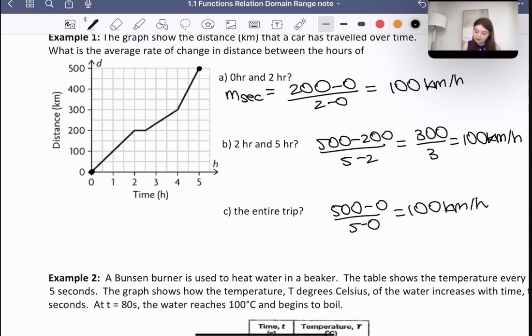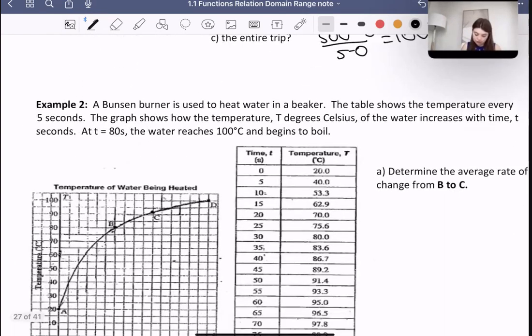So their average rate of change throughout the entire trip was 100 kilometers per hour, even though they only actually drove at that speed for the first 2 hours. There were other times in the trip they traveled different speeds, but on average it was 100 kilometers per hour, given that after 5 hours they had traveled 500 kilometers. Very good. Let's move on to example 2.